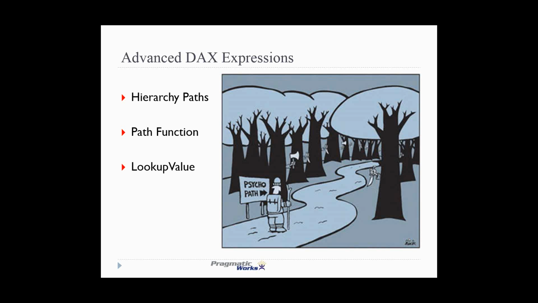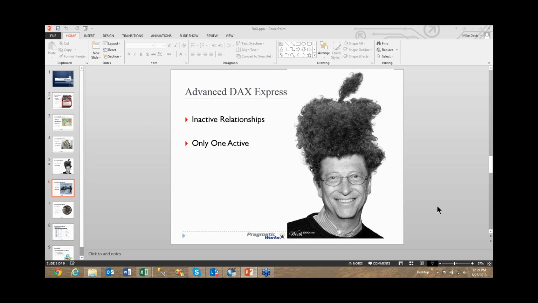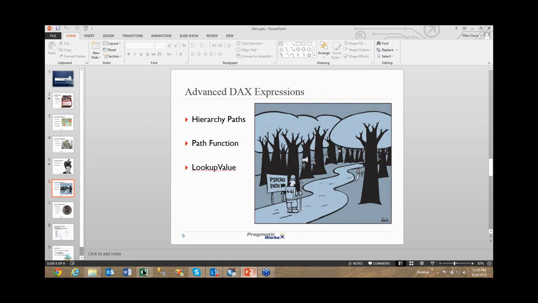That being said, in DAX or PowerPivot, it does not use that relationship automatically. We can make it work, but we've got to write a little function to make it happen. We're going to use the PATH function, PATHITEM, and the LOOKUPVALUE function. These are all very simple functions by themselves, but put together, they make very powerful DAX calculations for us. So let's go back to our workbook.